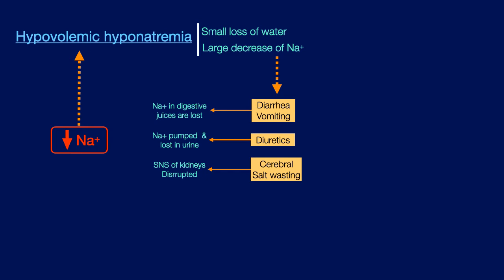Another more extreme condition is cerebral salt wasting, which is an increase in intracranial pressure, like in meningitis, that disrupts the normal sympathetic nervous system stimulation of the kidneys, and this leads to an enormous loss of sodium.